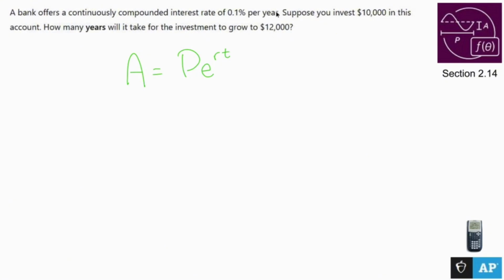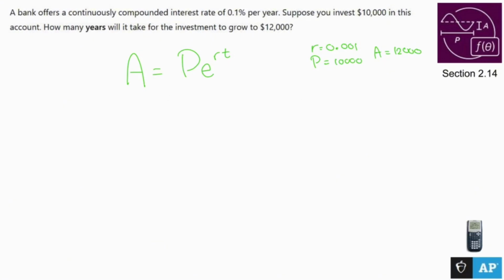What do I know? I know that my rate is 0.1%, which as a decimal is 0.001. I know my principal is 10 grand, and I know the amount that I want to get is 12,000, a little bit more. My job is to solve for t and use my calculator to do that.